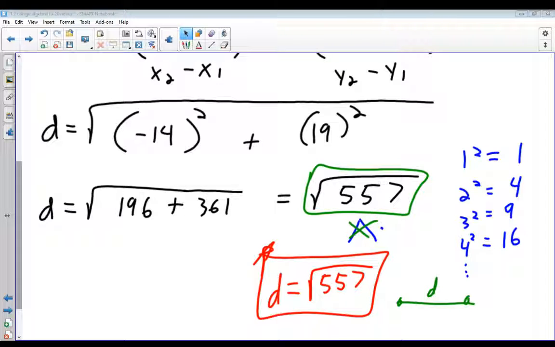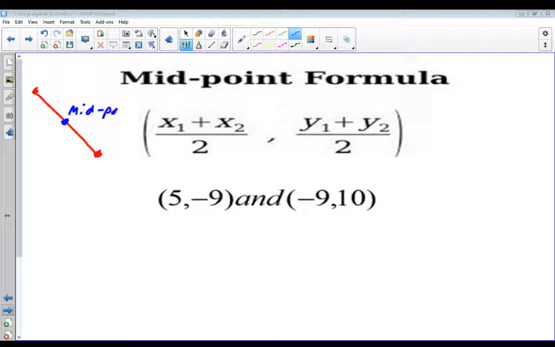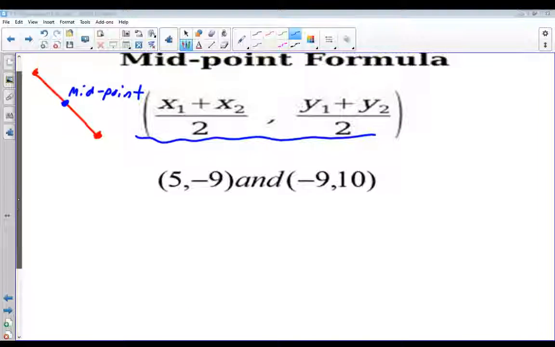And we'll be using that later on in today's lesson, so please keep that formula handy. But moving on to a much easier formula, the midpoint formula. And basically what the midpoint formula does is, let's say you have 2 points, and you want to find the point that's right in the middle. That is the midpoint. And this is the formula you use to compute it. And it's actually really easy.